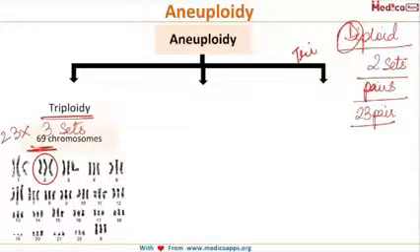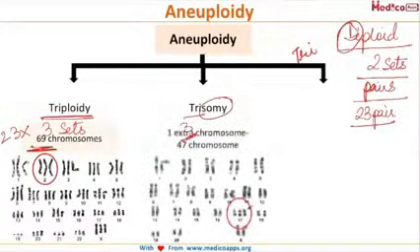Now, the second type of aneuploidy, and the most common type of aneuploidy, is trisomy. So don't confuse it with triploidy. Trisomy, we have 3, but what? Somy means single body. A single chromosome will be 3 in number. Instead of being in pair, it will be 3 in number. And as you can see in this example, for chromosome number 17, instead of being in pair, there are 3 chromosome number 17. So the total number of chromosomes here will be 47. It will increase by 1.